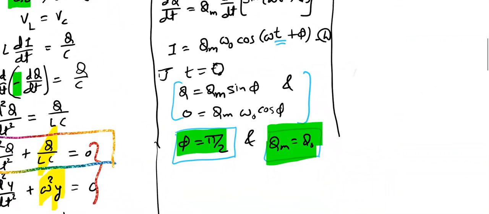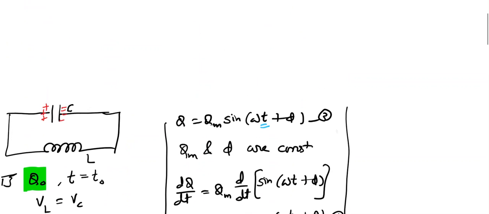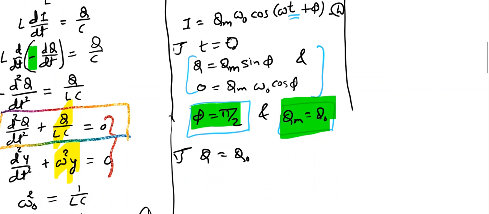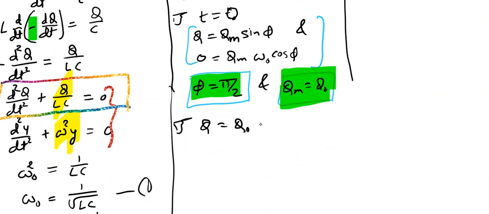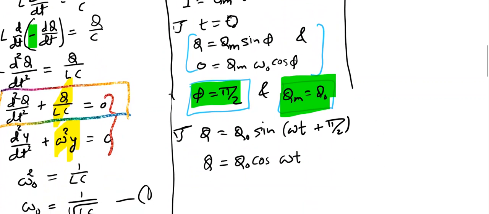So with this, our equation of charge and current now becomes q is equal to q0. Look at this. Instead of this qm, now I write q0, and instead of phi, what do I write? Pi by 2. So q0 sine omega t plus pi by 2. Sine omega t plus pi by 2 makes it cos omega t. Okay, so that is our fifth equation, the equation of charge in LC oscillator circuit.